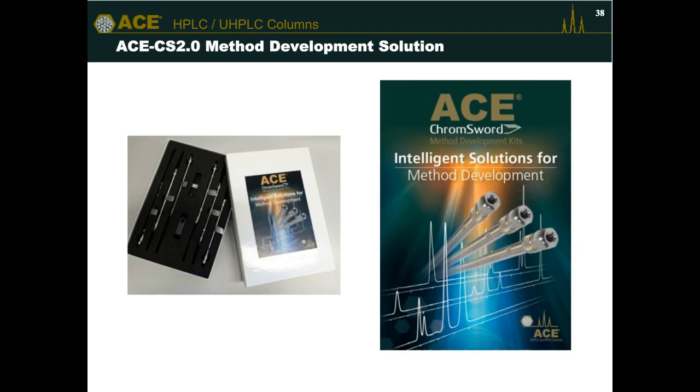This is the product itself. You can see it's an A4 type size, and there are 6 different column chemistries in this product, and in the center you have a USB stick with getting started and all the manuals, and then a dongle for the software as well.